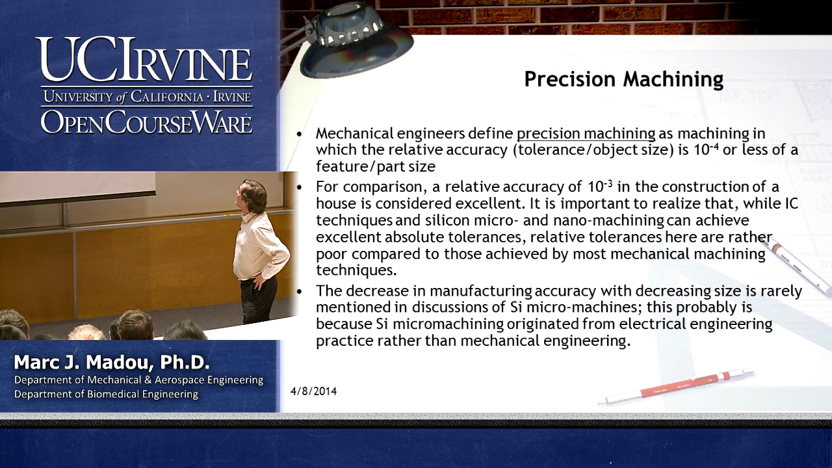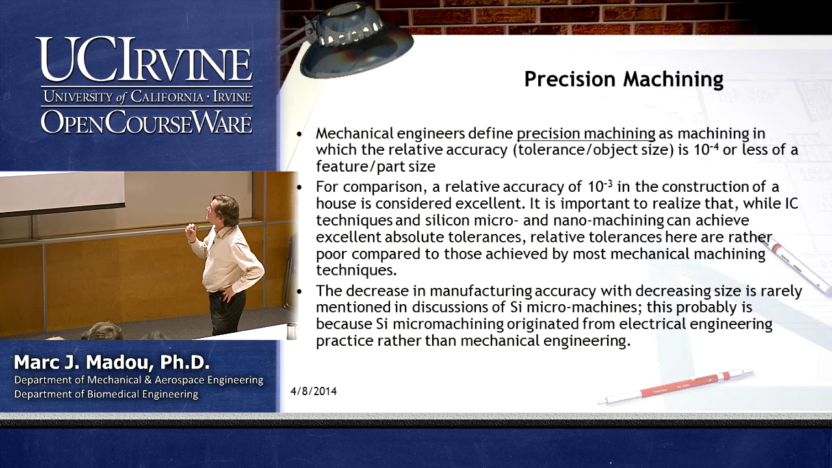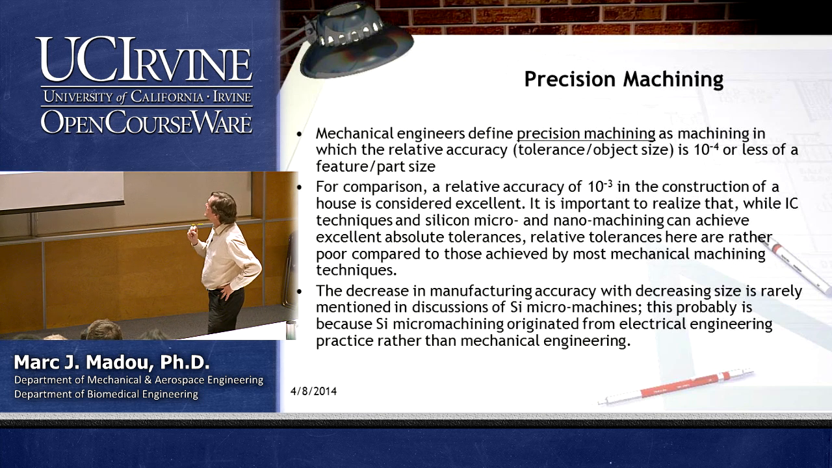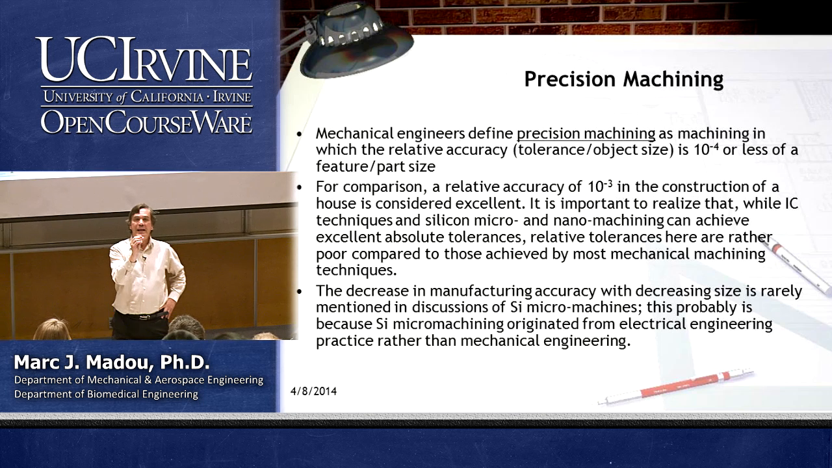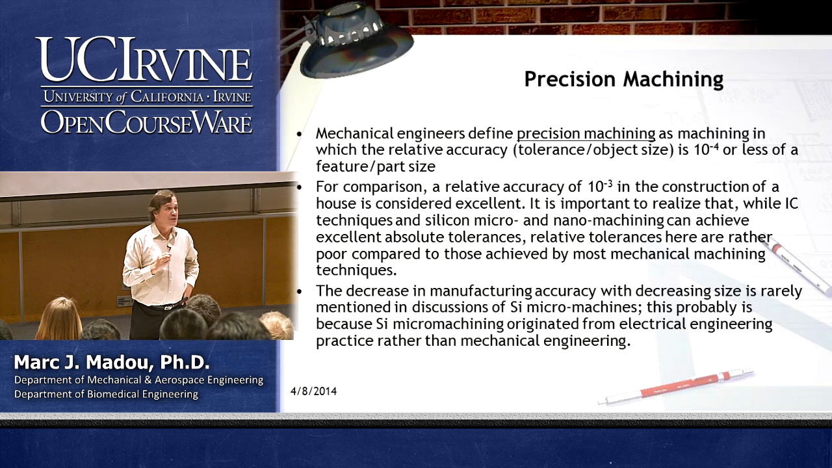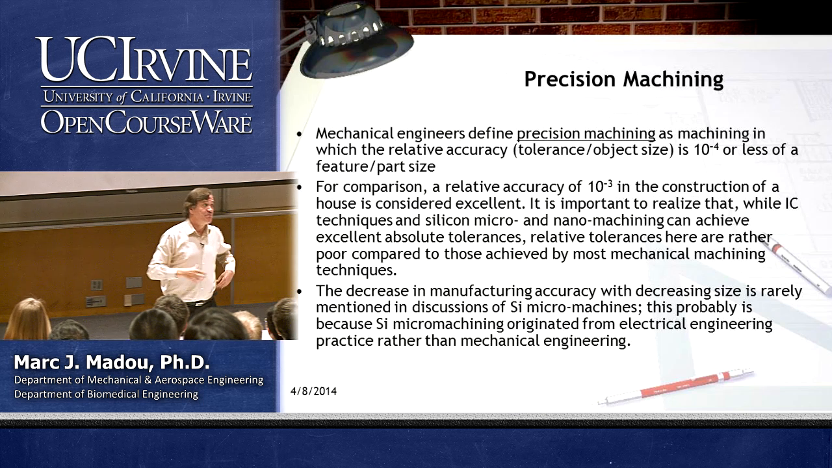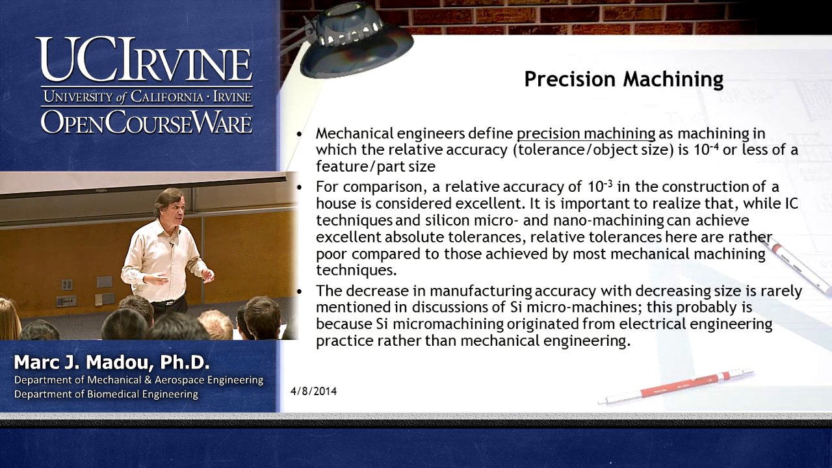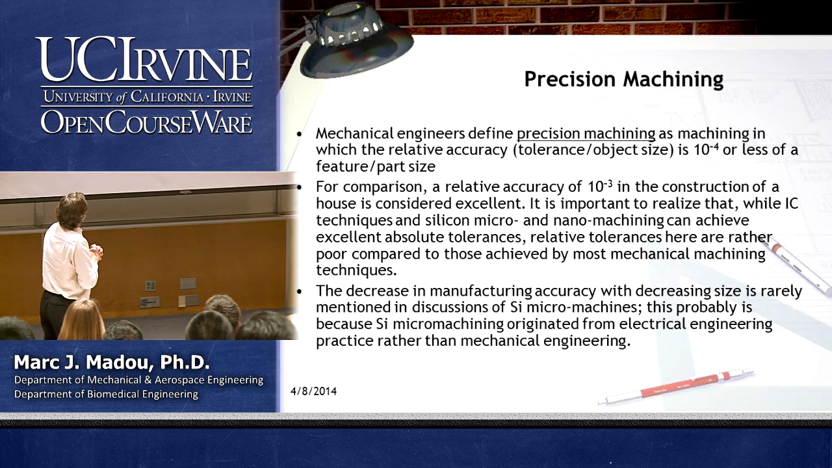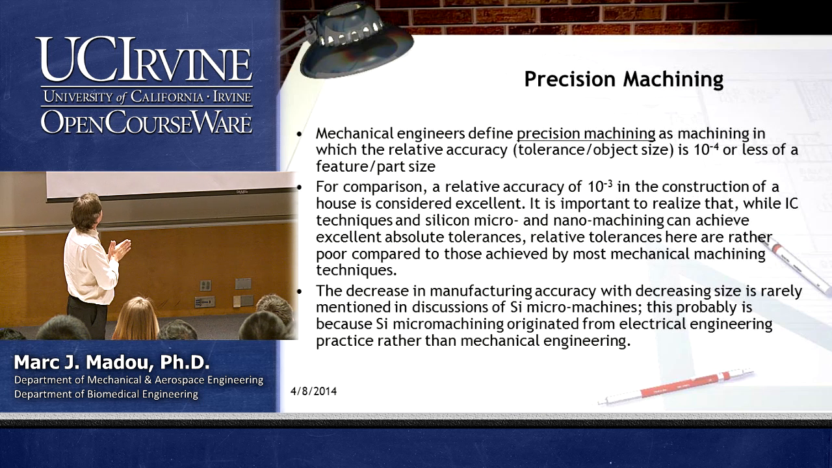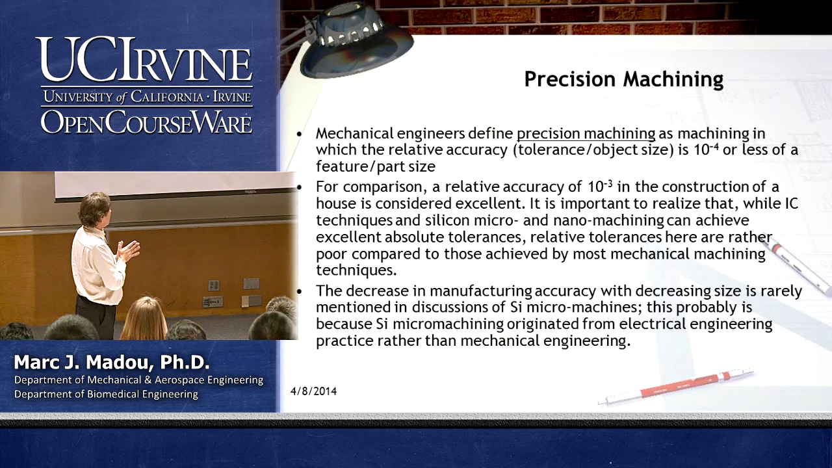It is important to realize that while IC techniques and silicon micro and nanomachining can achieve excellent absolute tolerances. So that's the key. If you want to make something very, very small, you will not do it with big machine tools. You will do it with light writing, with lithography. But relative tolerance on that is not so good. So nano machining can achieve excellent absolute tolerances. Relative tolerances here are rather poor compared to those achieved with most mechanical machining techniques.